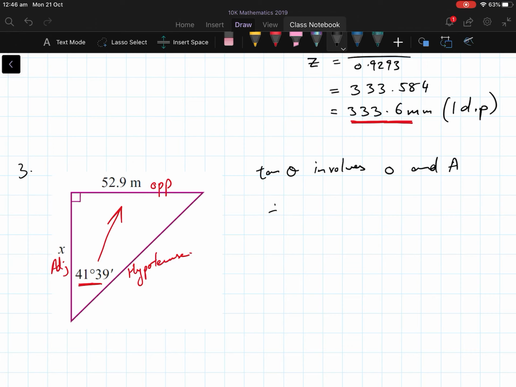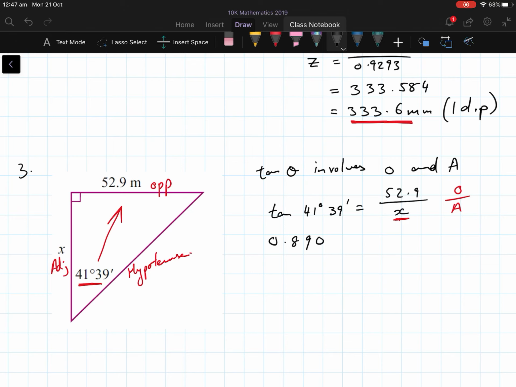So here's what we do. We go tan of 41 degrees, 39 minutes is equal to opposite 52.9 meters over x. Remembering that it's opposite over adjacent. Now you notice again that the thing we're trying to find is in the bottom. So that's going to lead us to use our little trick. But let's find what tan of 41 degrees 39 minutes is first. So we'll do that. Tan of 41 degrees and 39 minutes, I should say.